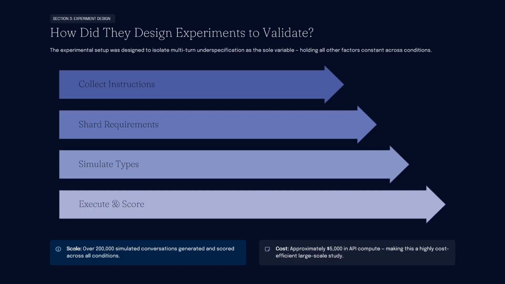The overall experimental design is elegant. Take 600 high-quality single-turn instructions across 6 tasks. Apply a sharding process to split each instruction into 3 to 8 natural sub-requirements. Simulate 5 different conversation types. Run 10 simulations per model-instruction-type combination across 15 LLMs. Score everything. So, total over 200,000 simulated conversations at a cost of roughly $5,000 in API compute.